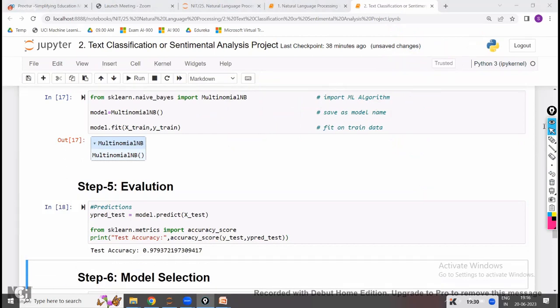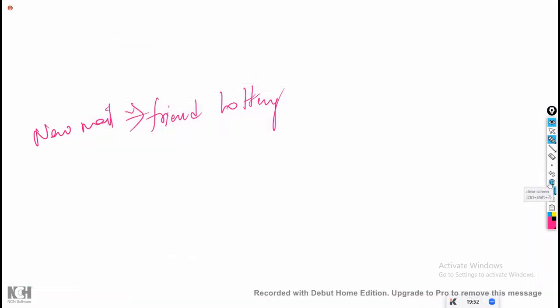in the ham. For example, friend, lottery, something, these two words are there. Assume you got a new mail. This is the new mail. After cleaning, you have left only two words. Now, how to calculate the probability of this new mail being spam?